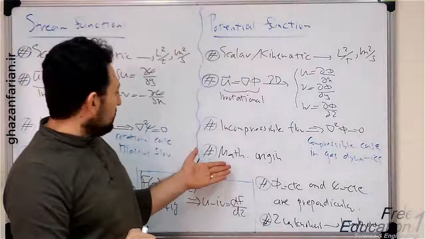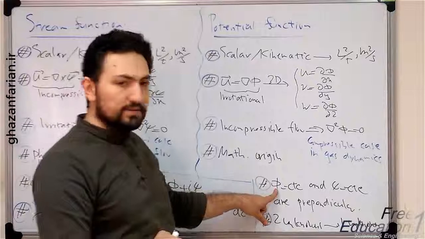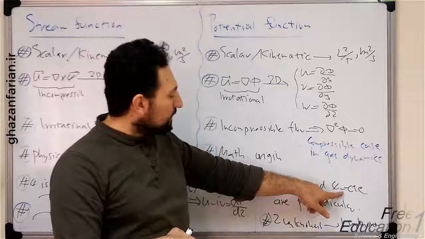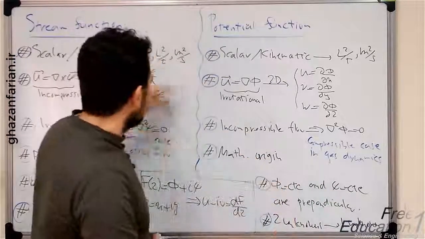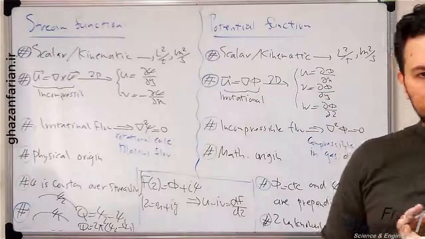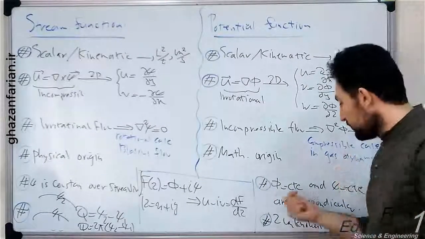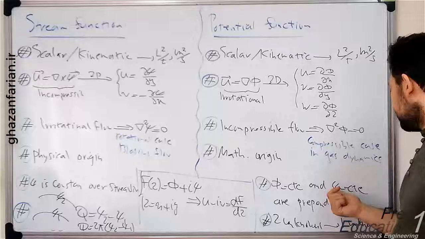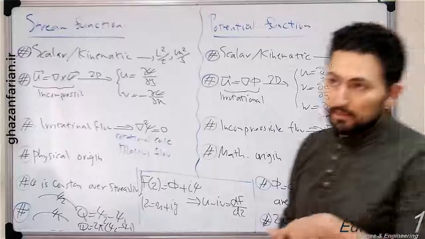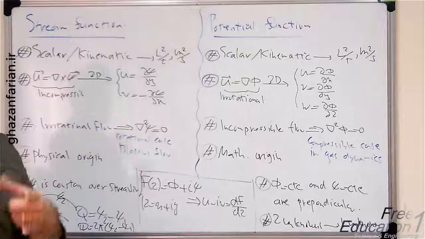The other characteristic of the potential function is that the lines of constant phi, or constant potential function, and the lines of constant psi, or constant stream function, are normal to each other. You can compute the magnitude of phi and psi and find the lines over which phi is constant and psi is constant. You can easily obtain that iso stream function lines and iso potential function lines are perpendicular to each other.